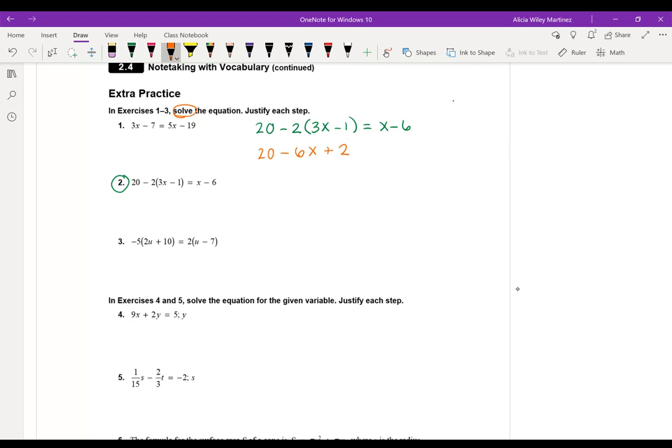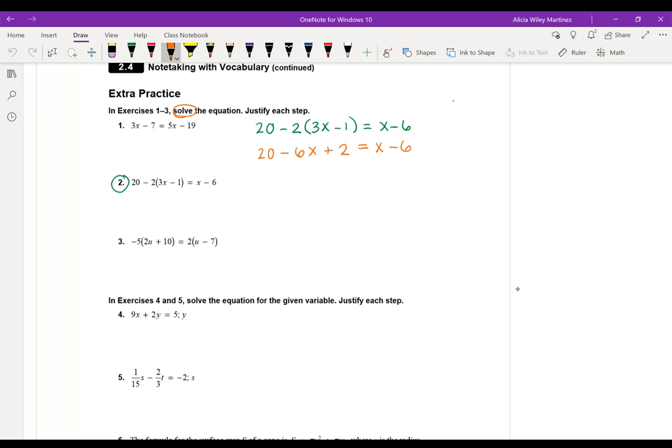plus 2. If you were thinking you could do the 20 minus 2 first, that is not allowed because the 2 is connected to the parentheses. So you cannot just make that 18 and then distribute 18. It will not give you the same result.